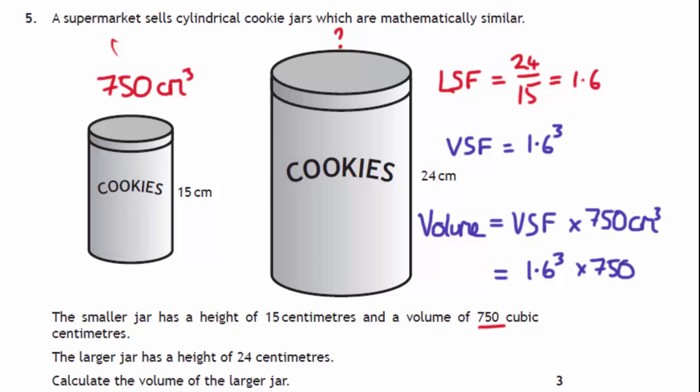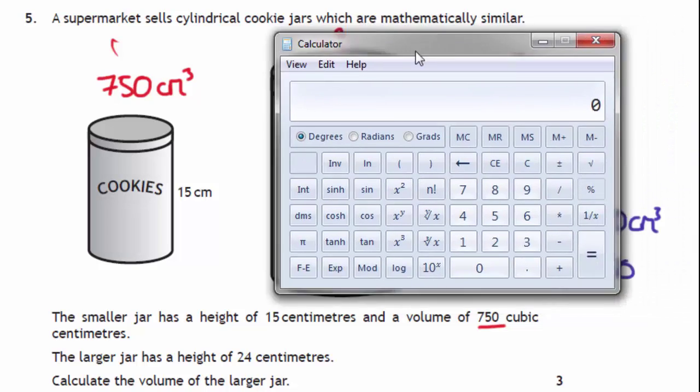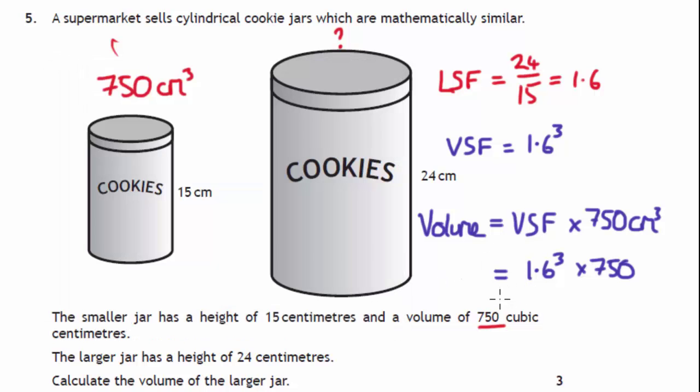Just get your calculator, and we put in 1.6, cubed, and then times 750, and that is your volume. So the volume of that was 3072, and remember the units, so that's centimetre cubed. These things are pretty easy. You work out the linear scale factor, and if it's a volume you're looking for, you cube it. If it was an area you're looking for, we square it. So that's the answer to the first one.